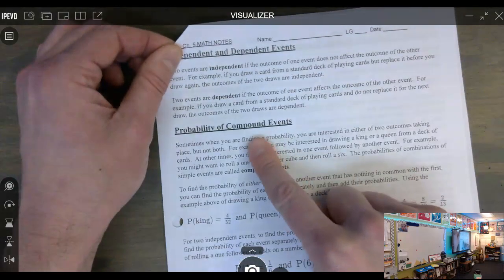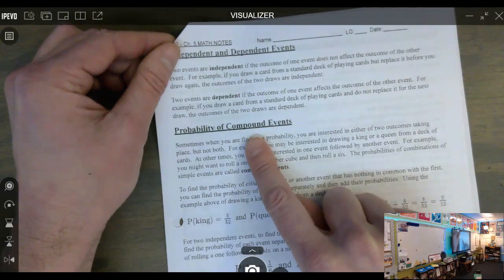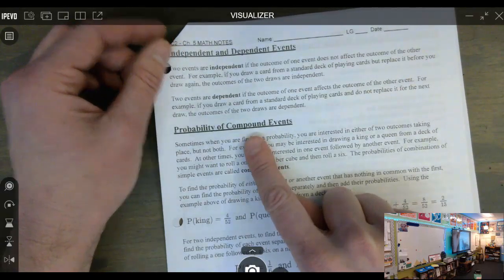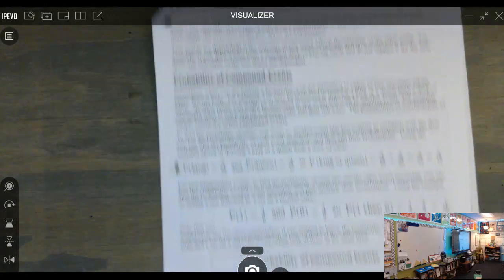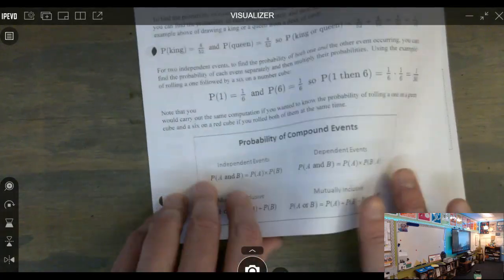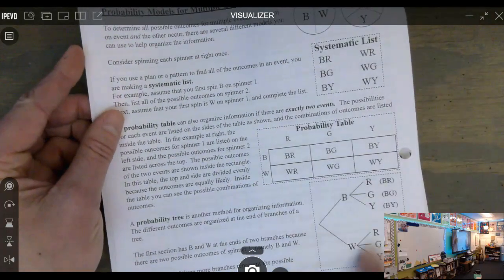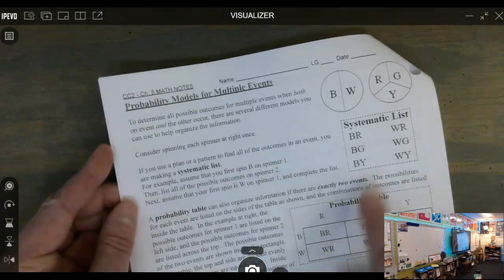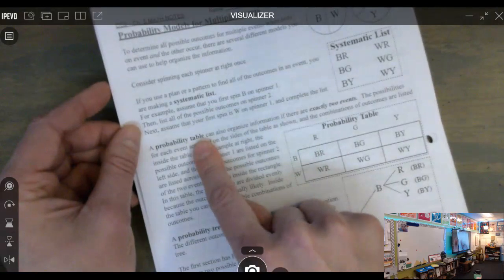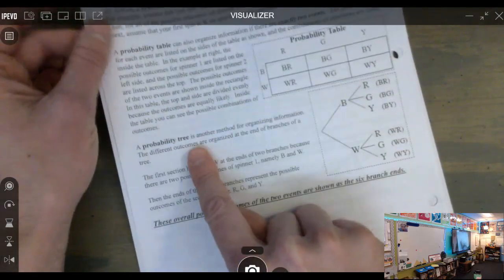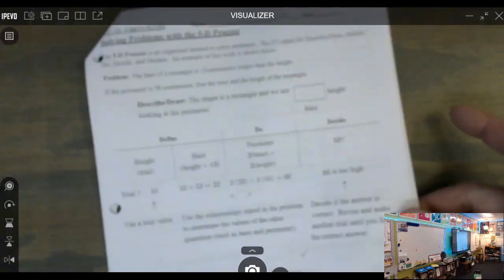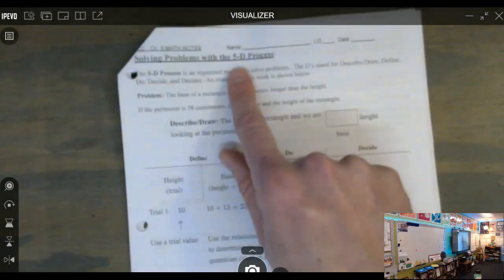Then compound, like we said, simple versus compound. Compound is where it gets more complicated. We'll learn this stuff. Don't worry about it. Then I've got a bunch of examples here. So when you start talking about probability tables or probability trees, all of these are giving you an example. And then the 5D process.